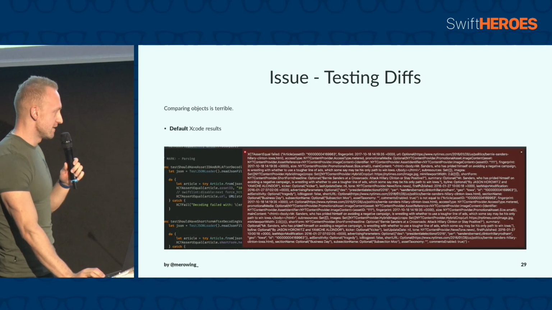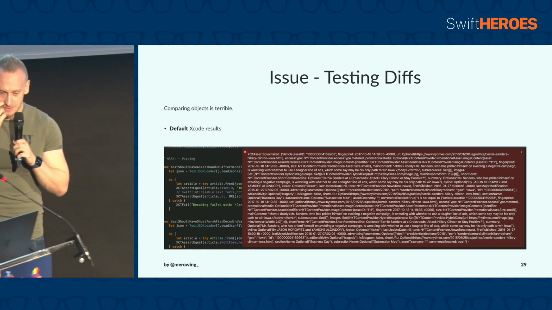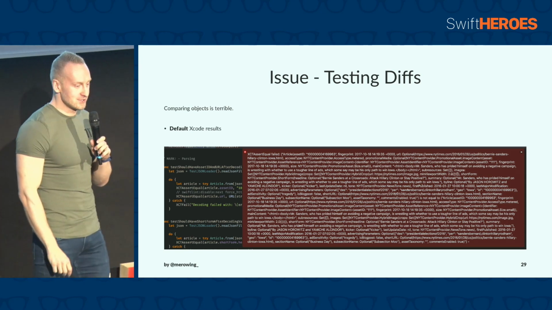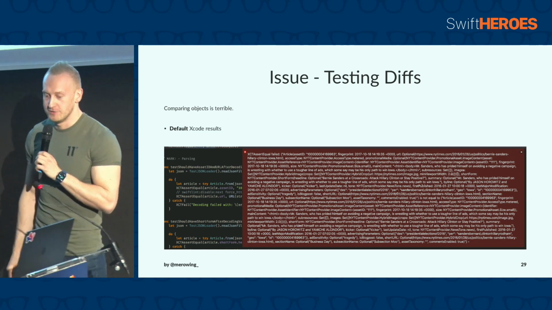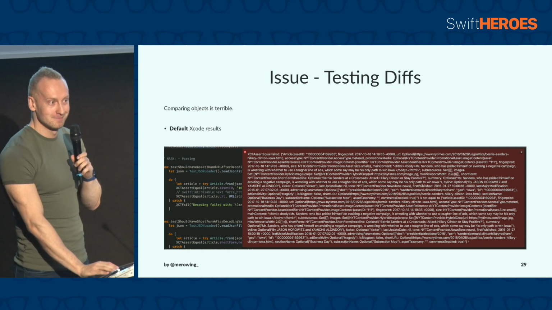Another issue that I faced a lot of the time, because I do TDD, is that Xcode, like Apple, doesn't really do tests very well. Let's say that. This is the kind of debug information you get if your test fails, if you do equality on complex objects. Can anyone tell me what's wrong?